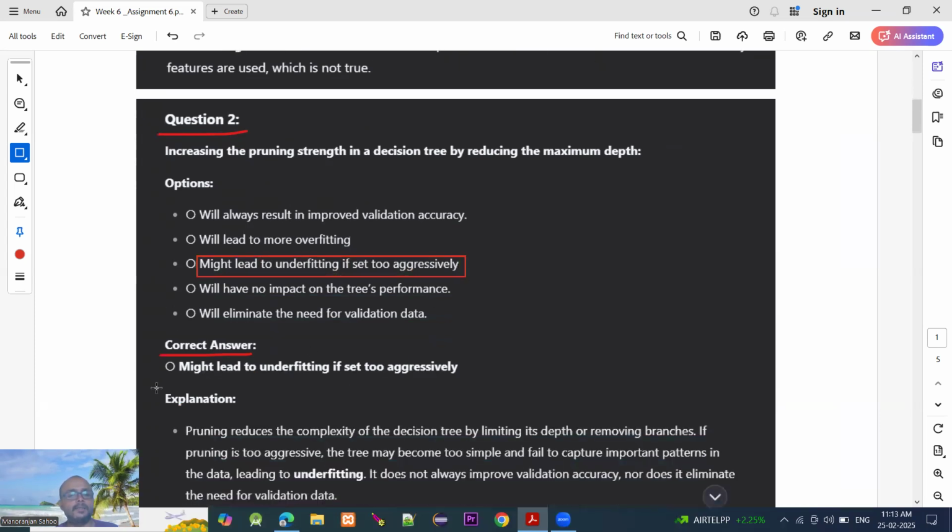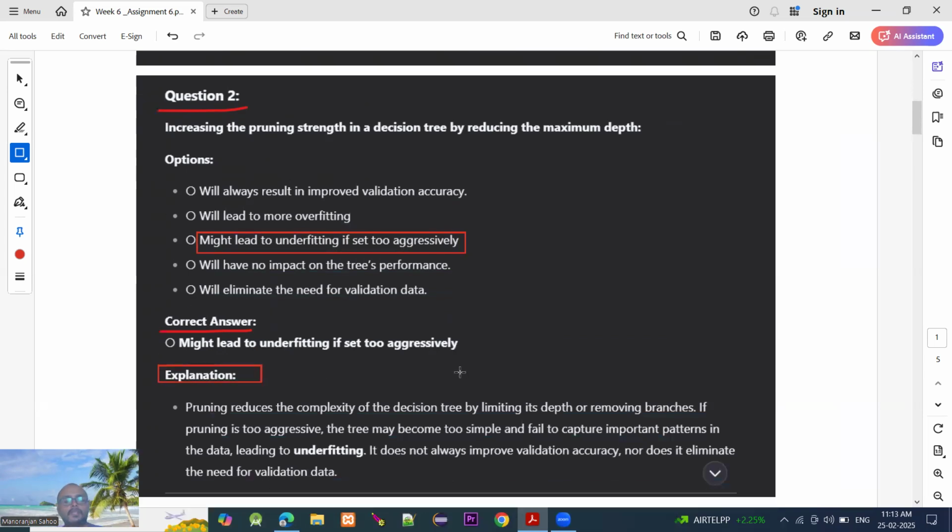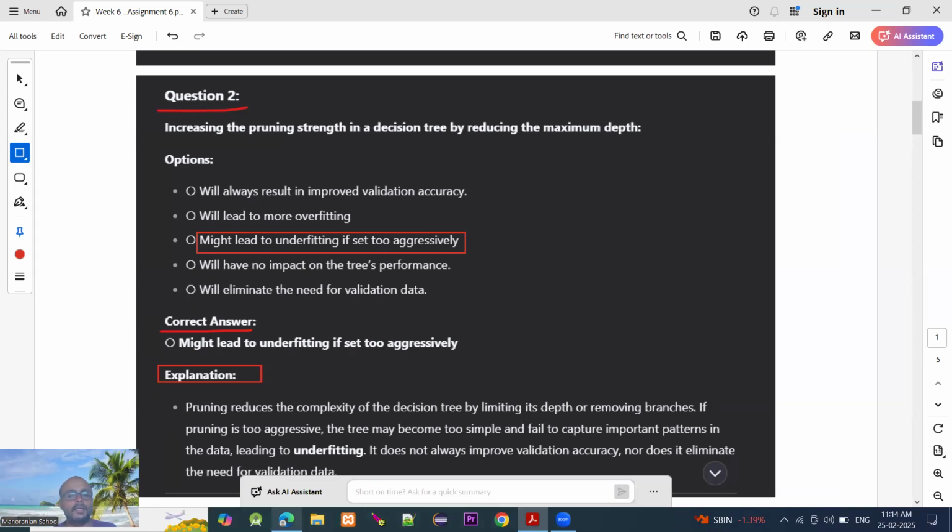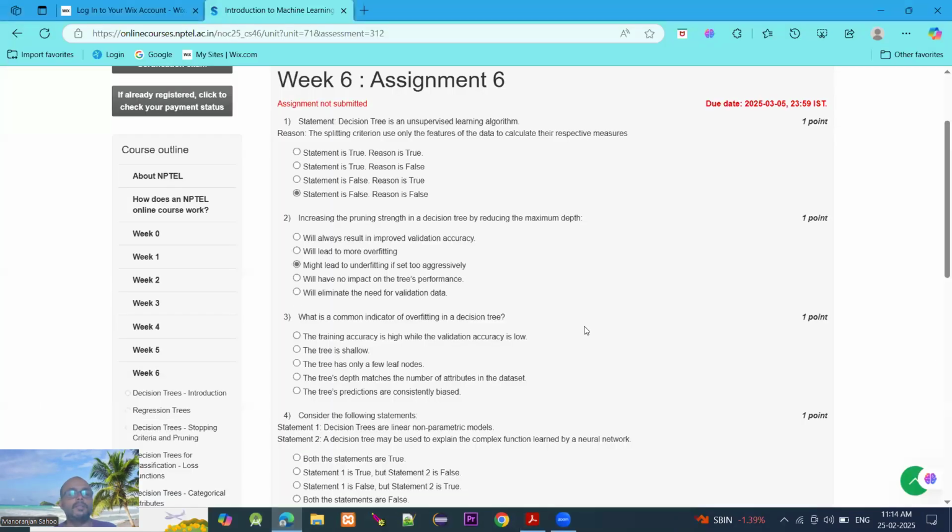And you can see the explanation part here. Pruning reduces the complexity of the decision tree by limiting the depth and removing branches. If the pruning is too aggressive, the tree may become so simple that it fails to capture the important patterns of the data, leading to underfitting. So it doesn't always improve the validation accuracy, nor does it eliminate the need for validation data. So it might lead to underfitting if set too aggressively. Option C would be the right answer. Moving to question number 3.